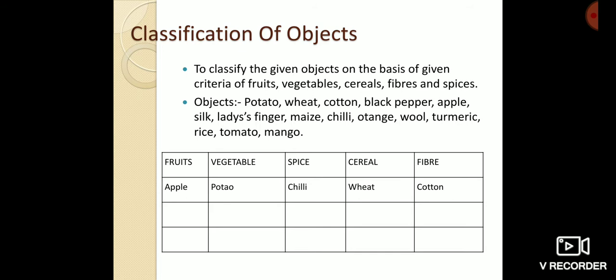Okay. So, classification is very important to study the object, to identify the object and to locate the things. Okay. Now, let us see what is there inside a material.